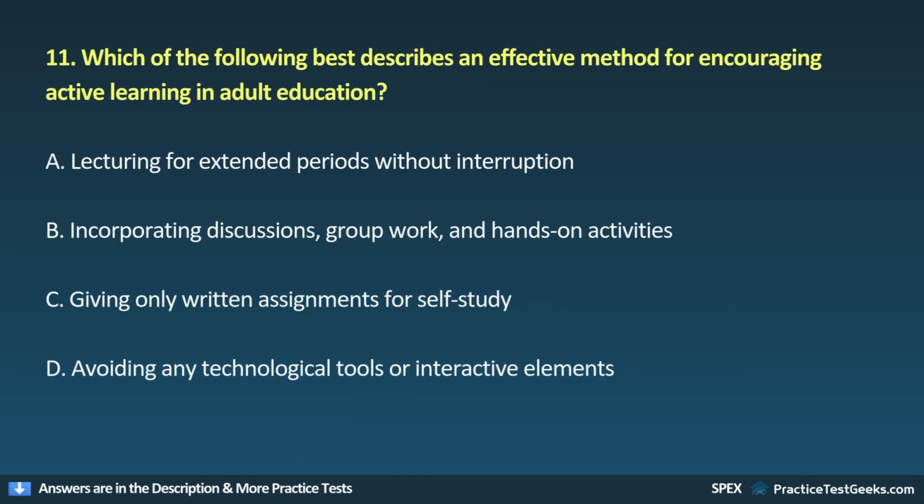11. Which of the following best describes an effective method for encouraging active learning in adult education? A. Lecturing for extended periods without interruption. B. Incorporating discussions, group work, and hands-on activities. C. Giving only written assignments for self-study. D. Avoiding any technological tools or interactive elements.